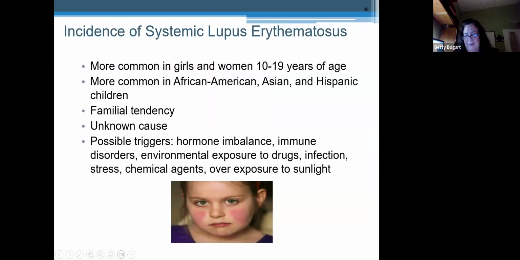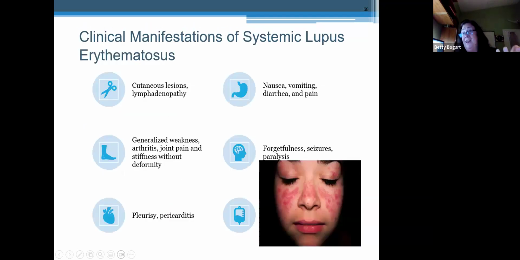Now, lupus is just like JIA, but lupus attacks all of your organs, whether it's your skin, your brain, your heart, your kidney, your liver, it doesn't really matter. We do see it a lot in girls and young women, ages 10 to 19. And we think maybe it's that hormone change, that puberty sort of thing that goes on, or it could be due to these other things here. And the other one is overexposure to sunlight, believe it or not.